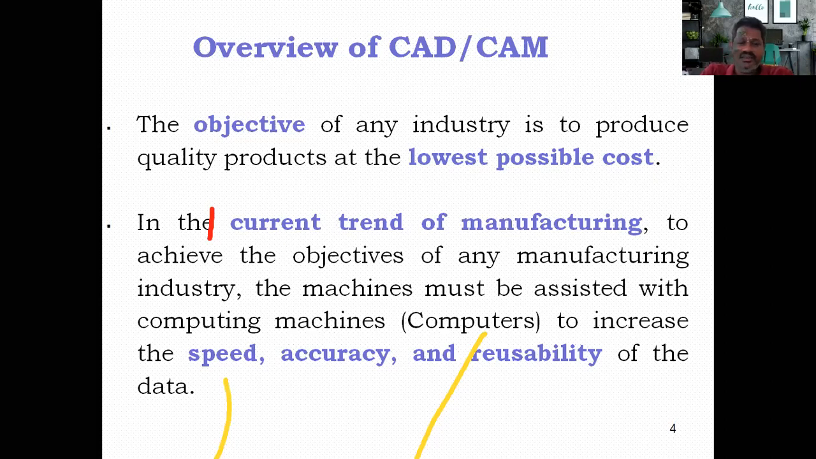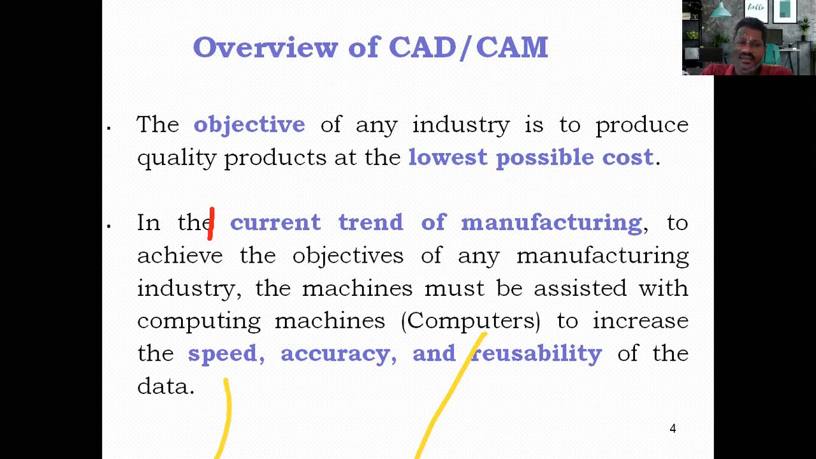Similarly, if you come to the speed, if you perform all the calculations and iterations while designing manually, definitely it takes more time. If you use computers or computing machines, definitely you can increase the speed, you can increase the accuracy, and obviously you can reuse the data. This is the advantage of computing machines.